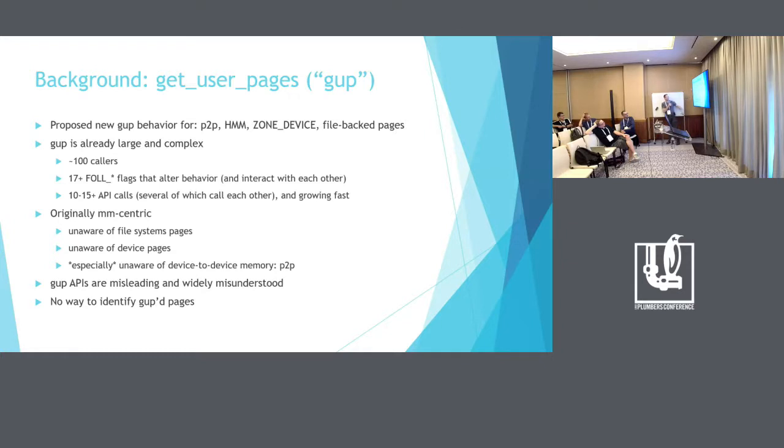And then worse, get user pages was originally, and you can correct me if I don't know the history all that well, but it seems to me that it was originally an MM idea. Certainly when I talk to file systems guys, it feels that way. And it's unaware of file systems, device pages, certainly peer-to-peer. And in fact, we had a fun conversation last night where we were saying, you know, nobody understands what get user pages really promises. It's really a weak promise.